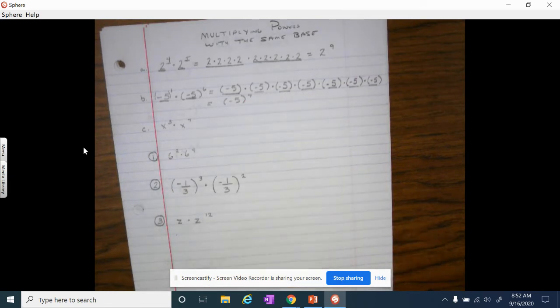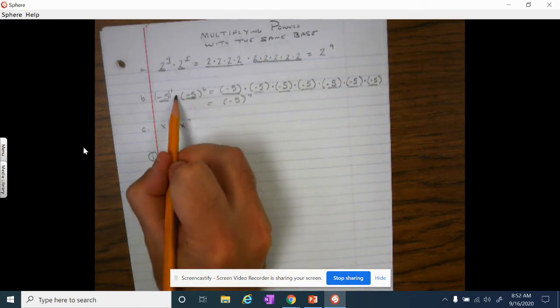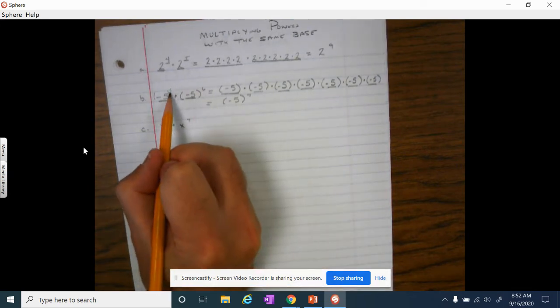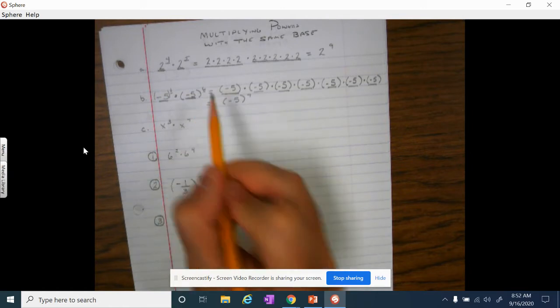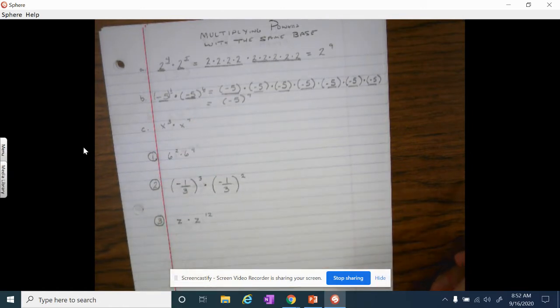So since my base was negative 5 and it is a multiplication problem, then all I really need to do, my shortcut says all I need to do is add those two exponents together, and we can clearly see that 1 plus 6 is 7.